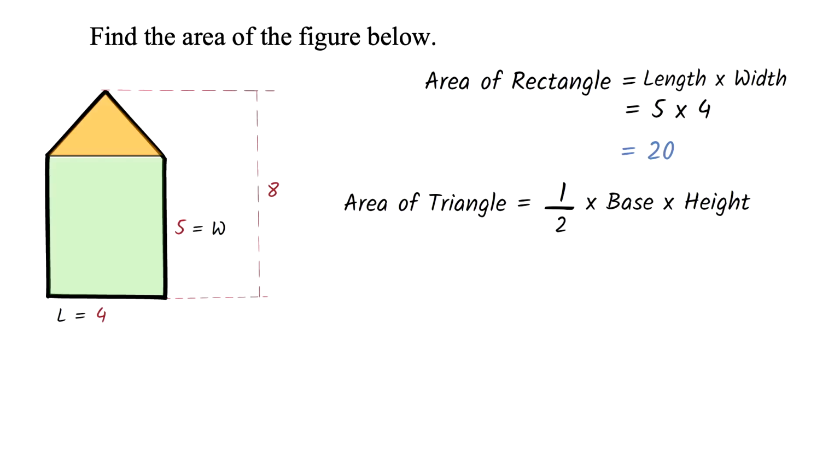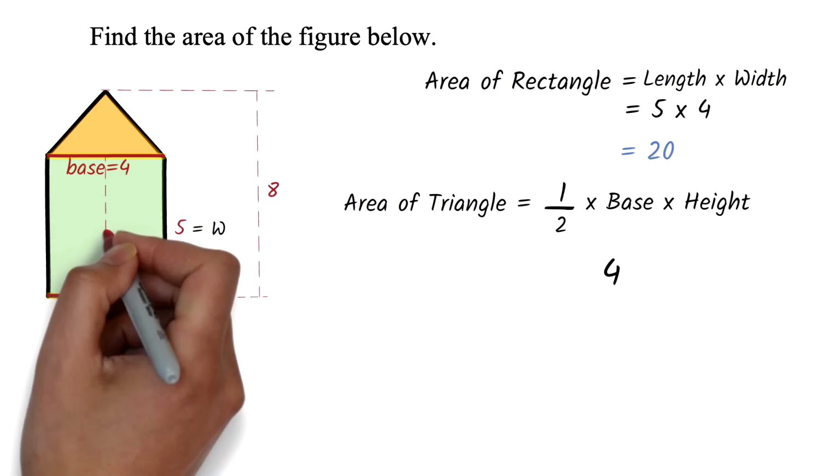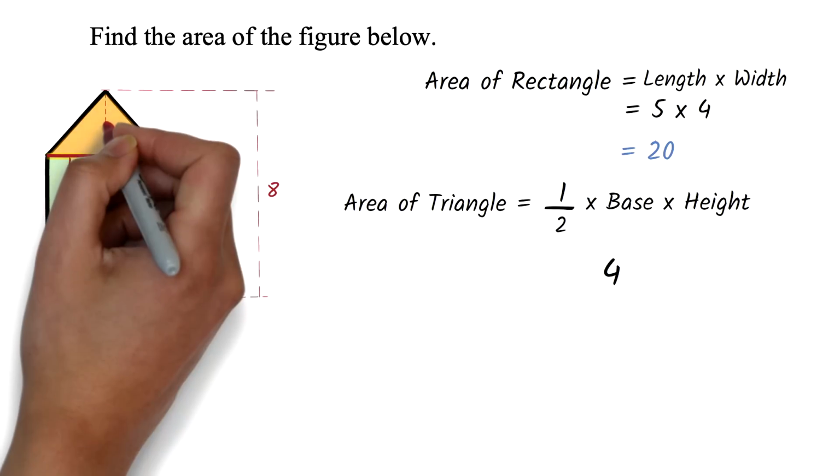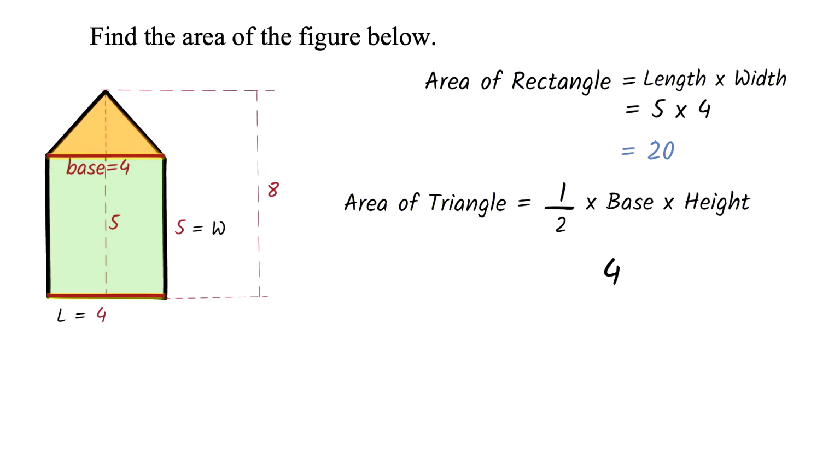From the diagram, we can see that the base of the triangle is the same as the base of the rectangle. Therefore, if the base of the rectangle is 4, then the base of the triangle is 4. We can put the base value here. For the height, looking at the same diagram, we can see that the total height of the figure is 8. The height of the rectangle, also known as the width, is 5. Therefore, the height of the triangle is the total height 8 minus the length of the rectangle 5. This will give us 3.